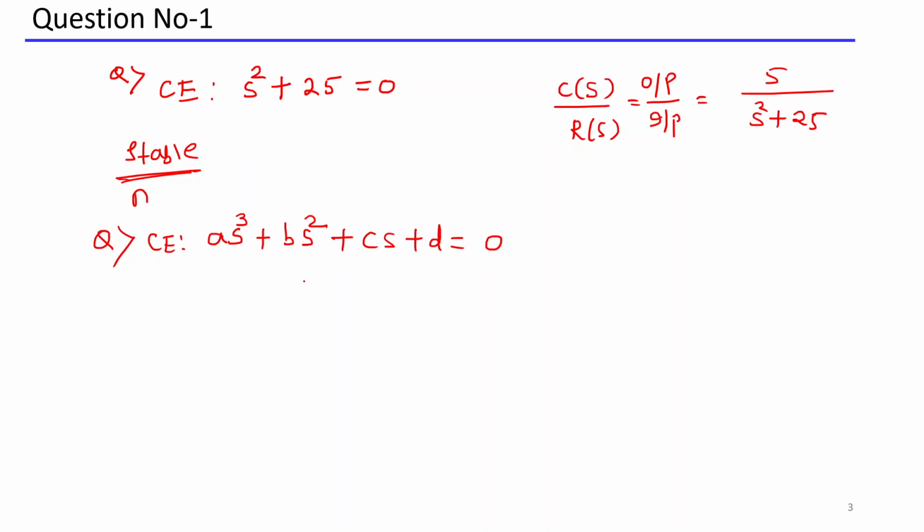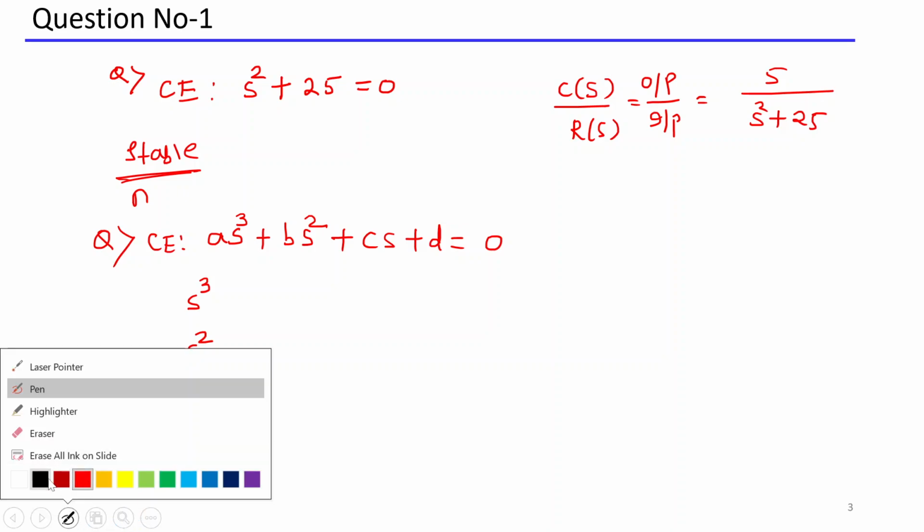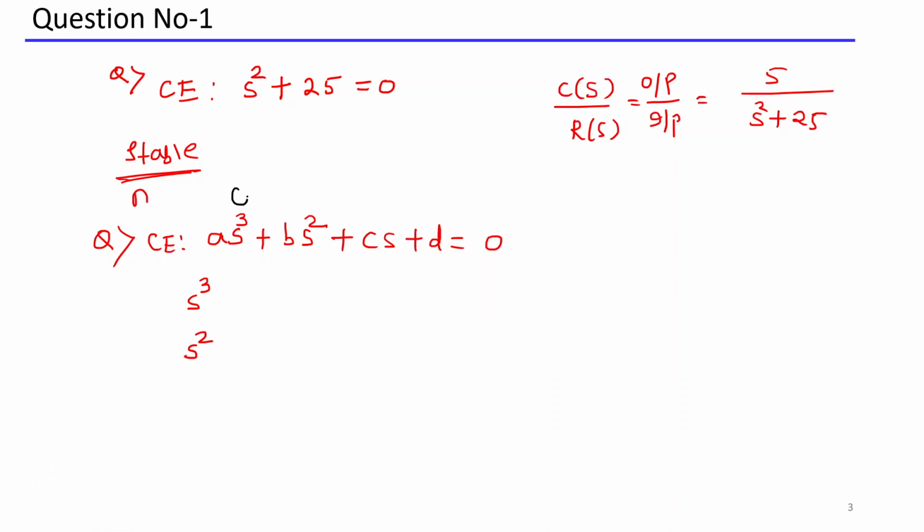So you have a small idea about how we are going to solve the RH criterion. So what is the highest order in this equation? Third order system. So you make an RH criterion table. Write down the highest power s cube and the next power s square. s cube is an odd power, and c s, s to the power 1, is also an odd power.